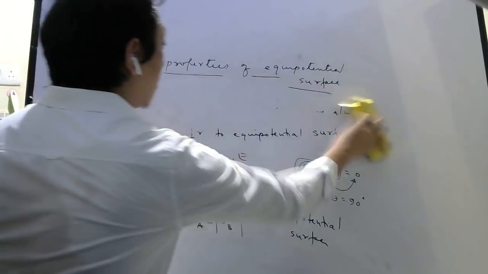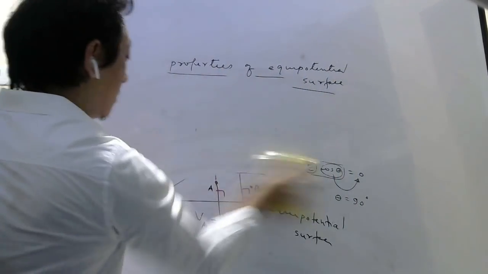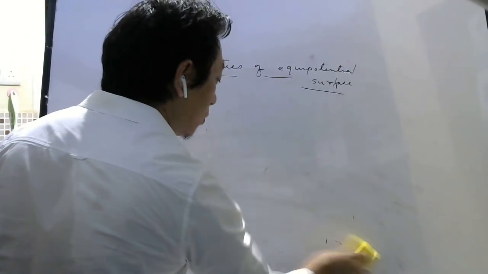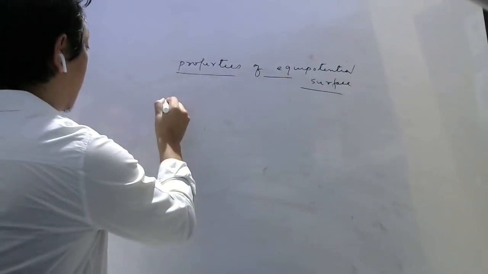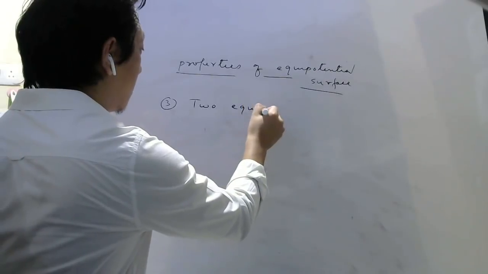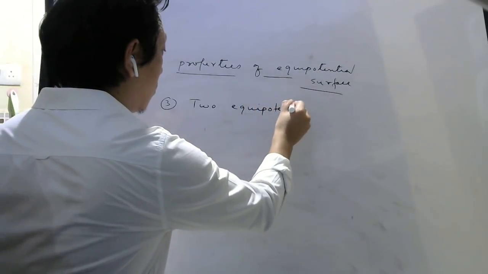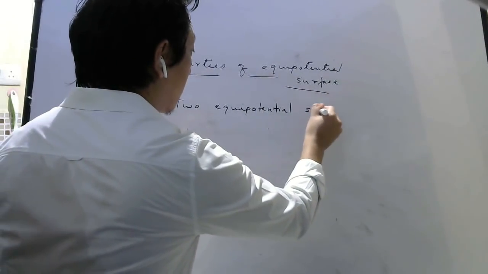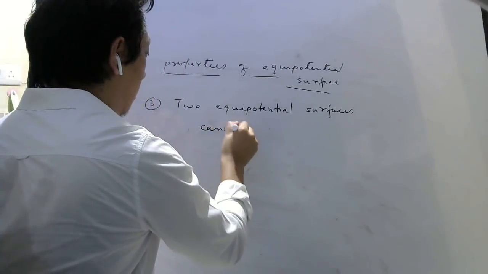Let us see the third property now. The third property says two equipotential surfaces cannot intersect.